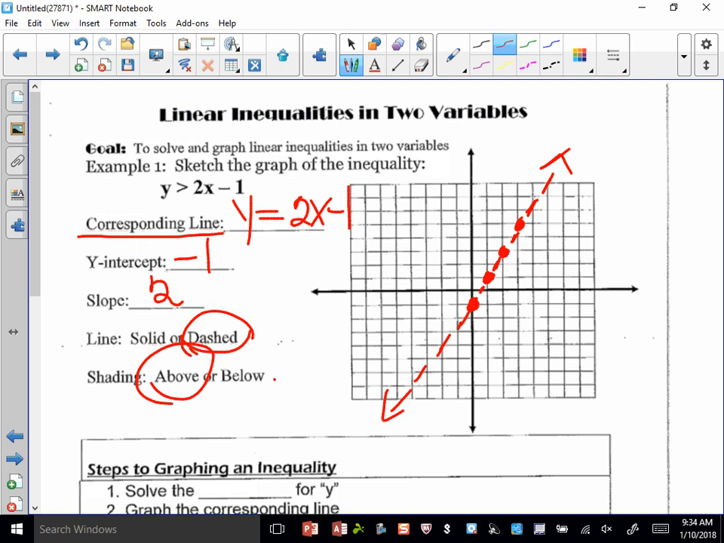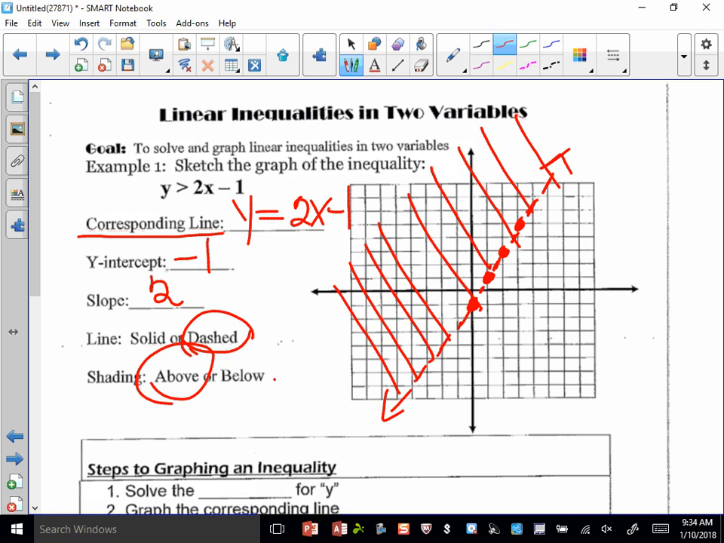Same thing if you have an open circle on a number line, you're not including the number. So we're not including the points. Shading above means you just shade above and just draw lines. You don't actually need to shade. Just draw lines to show that those would be the points that would be solutions.